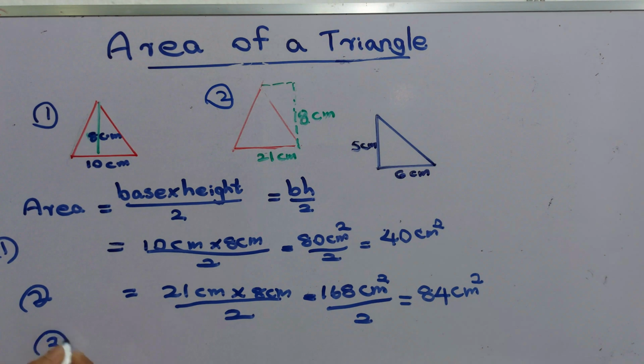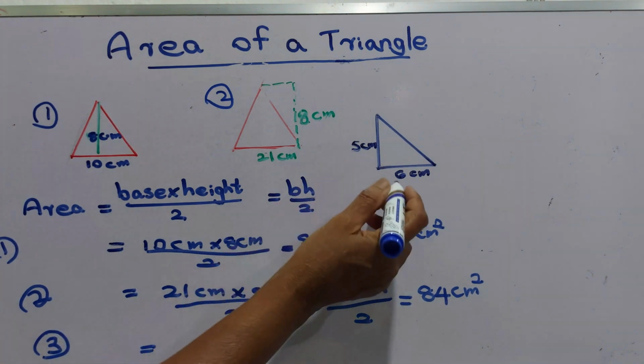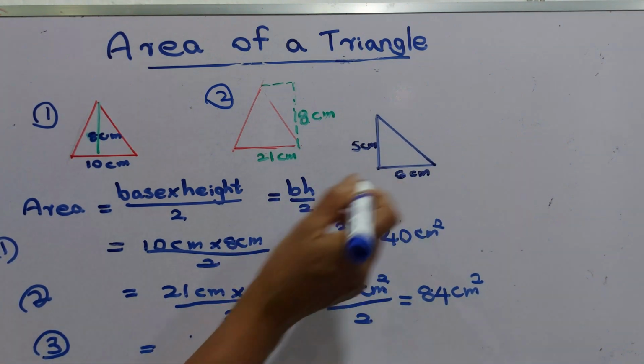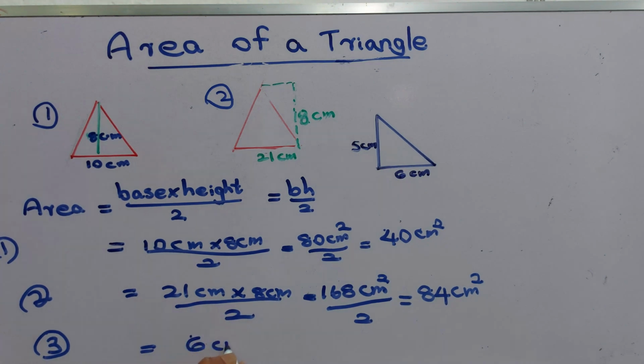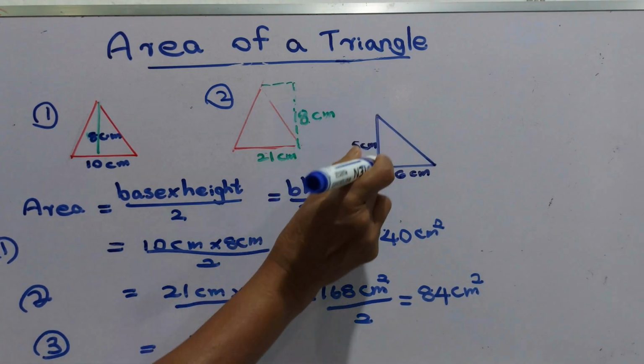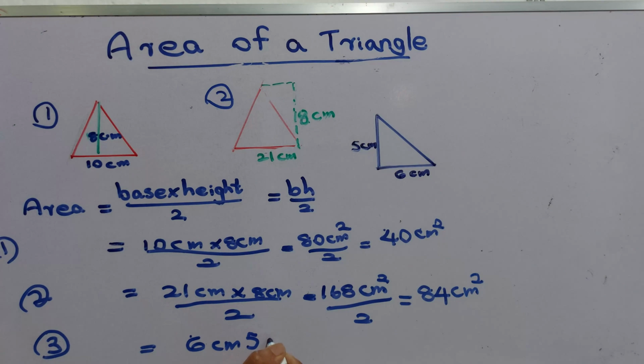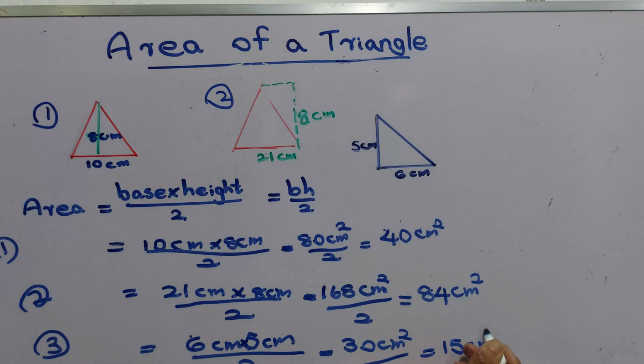Then the third triangle. Base is 6 centimeters, height is 5 centimeters, into divided by 2. Then 5 into 6 is 30 square centimeters, divided by 2. That means 15 square centimeters.